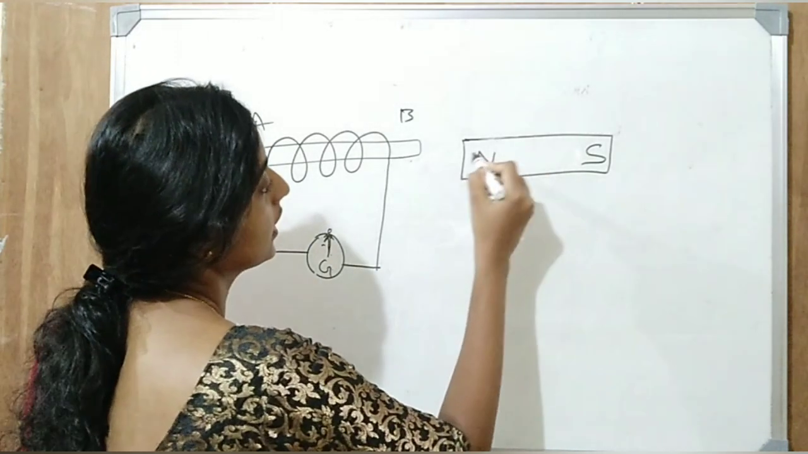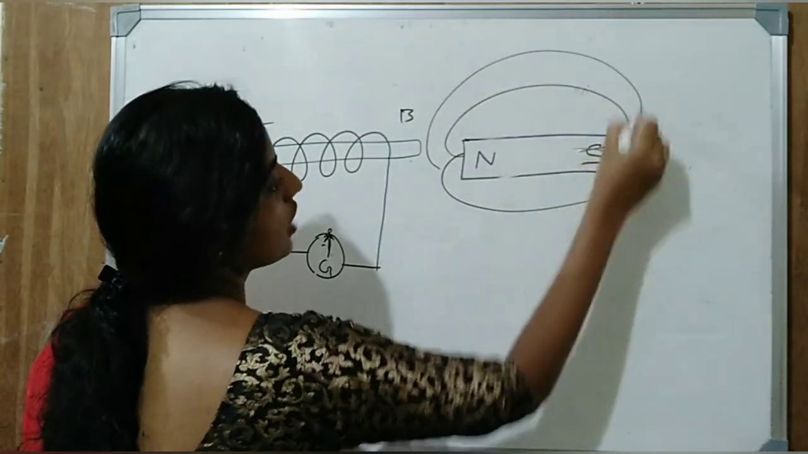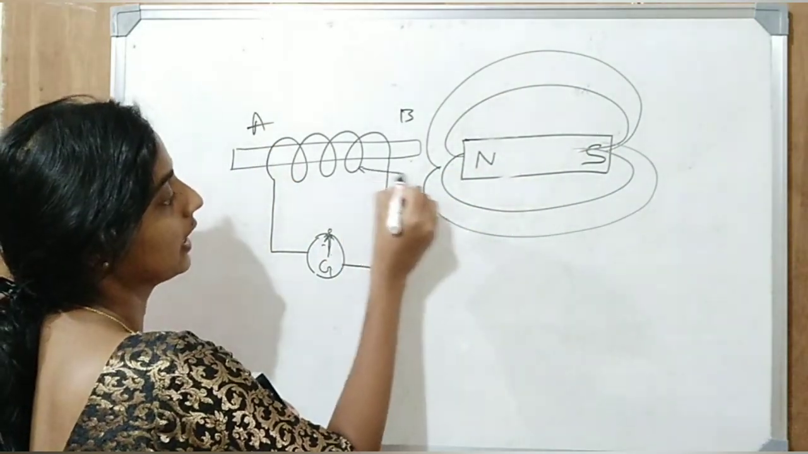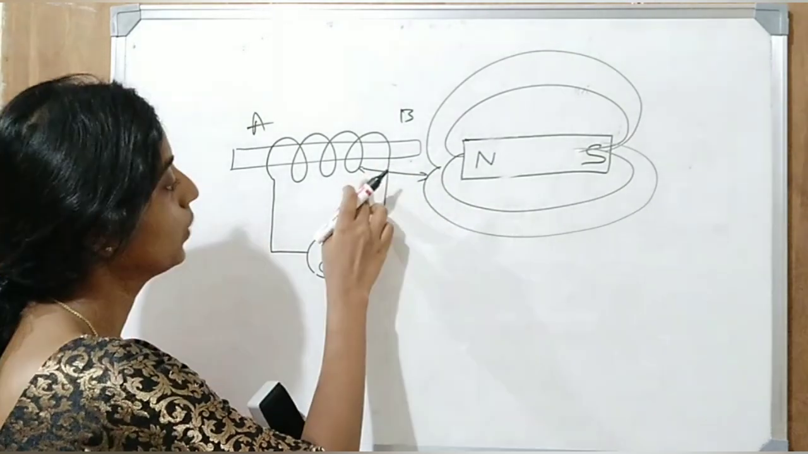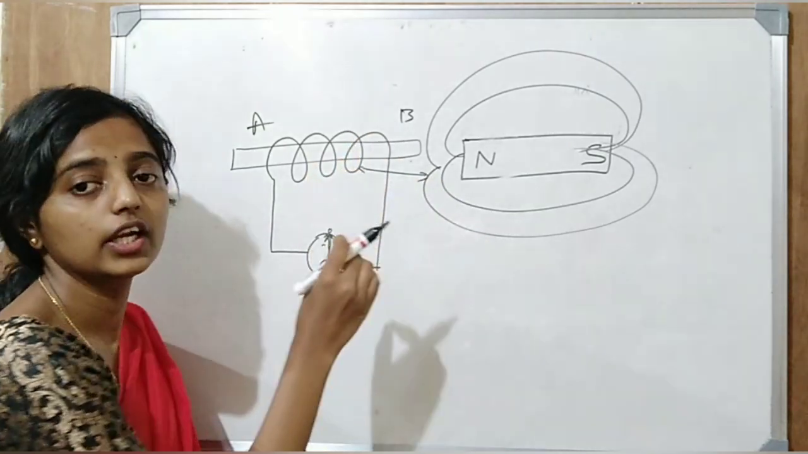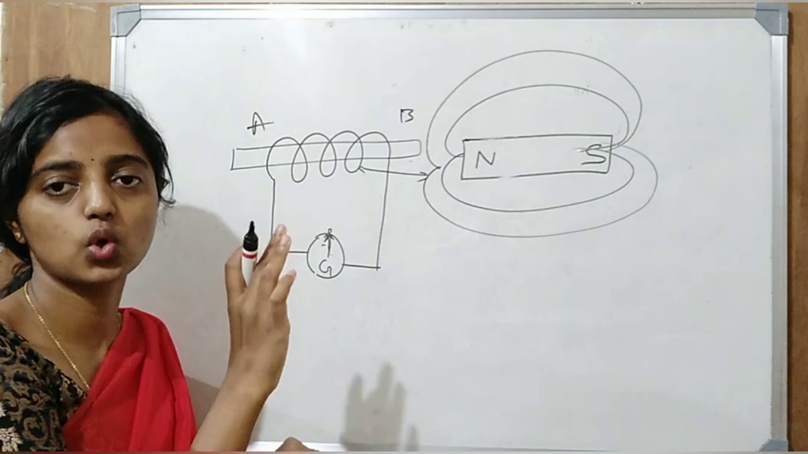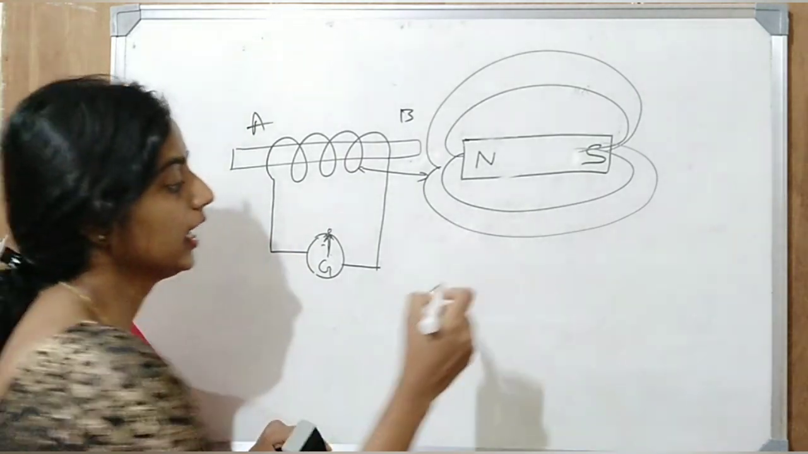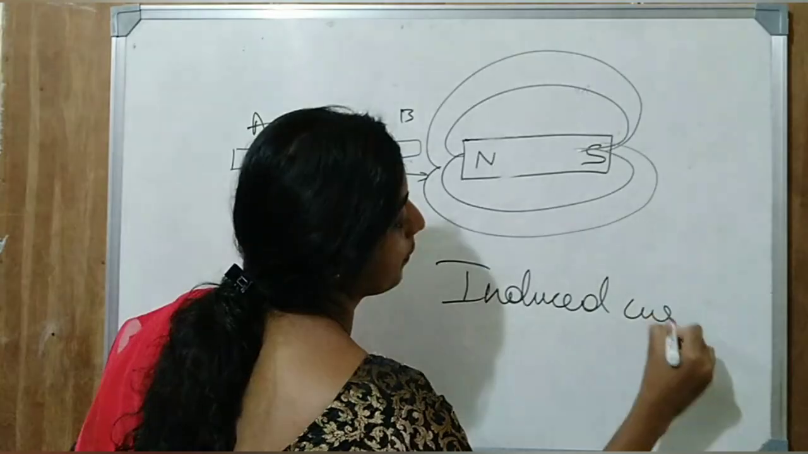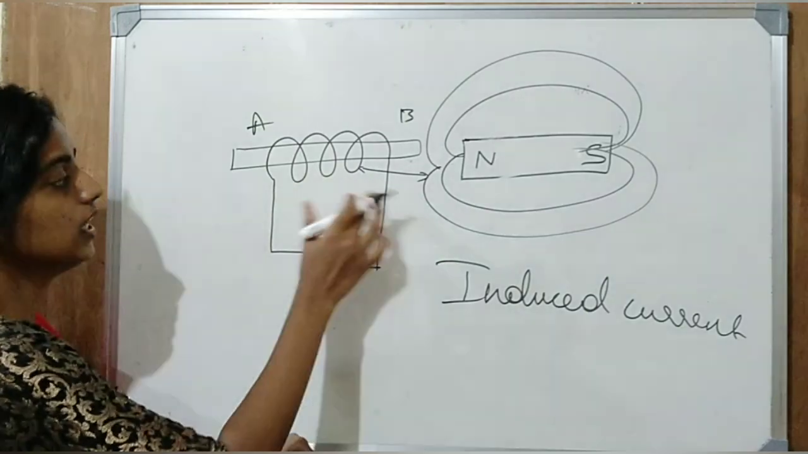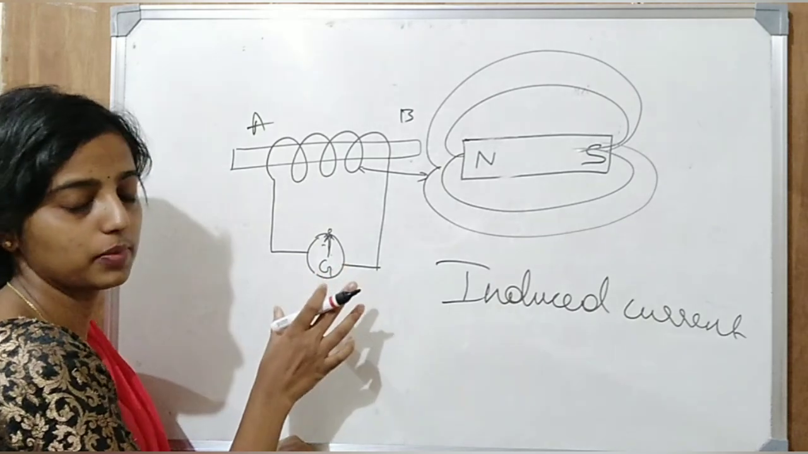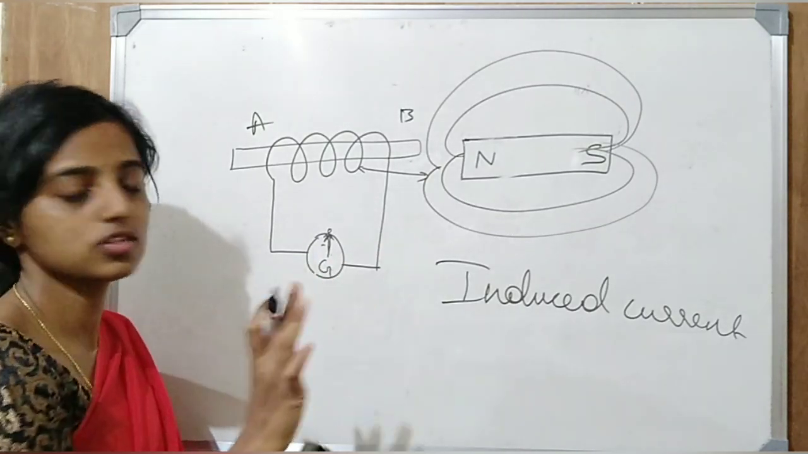So this magnet will have magnetic field lines like this, right? These magnetic field lines link with this coil, and what happens when they link? They will produce an induced current. Remember, don't just write current here. It's important to write induced current. Induced current will be produced in the coil, and the deflection was shown here. This is what he stated from his first activity: it will produce induced current.